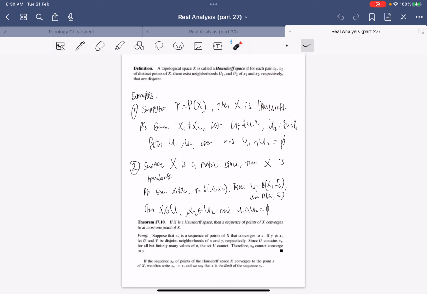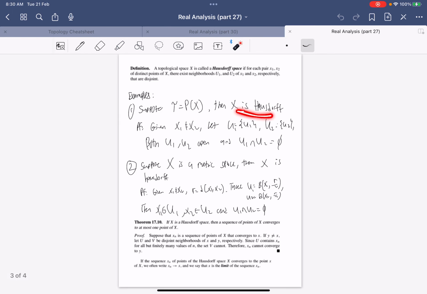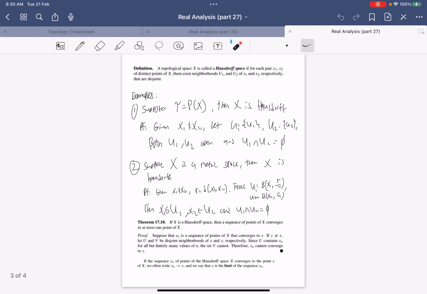A classic example will be just the discrete topology. Then X is Hausdorff. Because if you are given x1 and x2, then you can form the singleton subsets u1, u2 respectively. And then they are open because all subsets are open by the topology, but their intersection is empty.